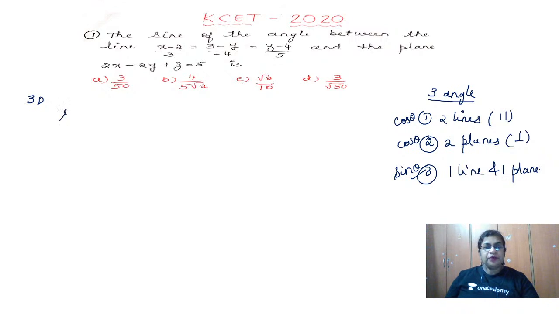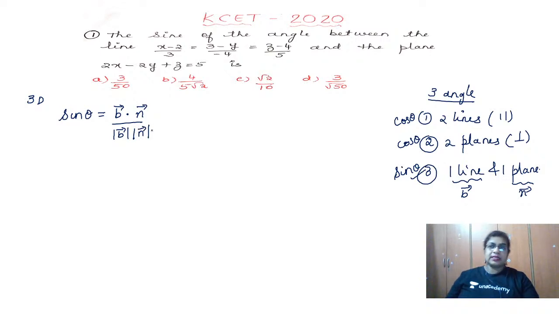So what is the formula? The formula is sine theta, because they asked us the sine of the angle. They have given us the correct one, right? Okay, so sine theta is equal to, now from the line, always I pick the parallel vector and I name it as b vector. From the plane, I pick the normal vector and I name it as n vector. So sine theta, what is the formula? It is nothing but b vector dot n vector by magnitude of b vector into magnitude of n vector. Is that clear to you?